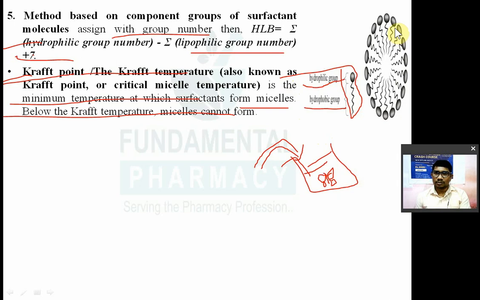In the micelle, the hydrophilic heads project outward, and the lipophilic tails are directed inward. So this is the micelle. Its shape varies. This is a circular micelle. So what does micelle mean? It is an association or aggregation of surfactant molecules in the bulk of liquid. The concentration at which micelle formation starts is known as the critical micellar concentration, and the temperature at which micelle formation occurs is known as the Kraft point.